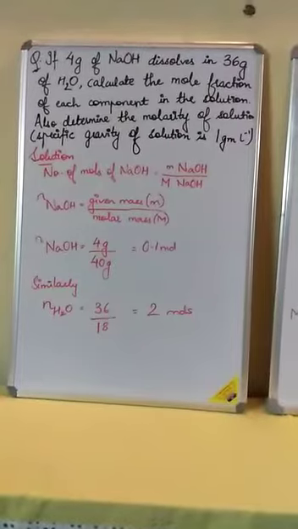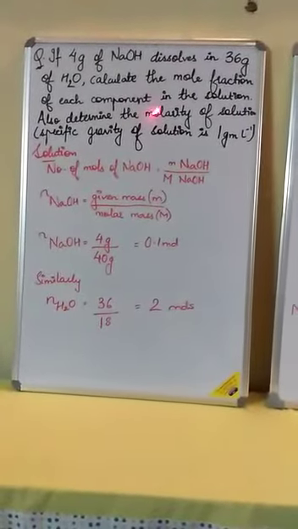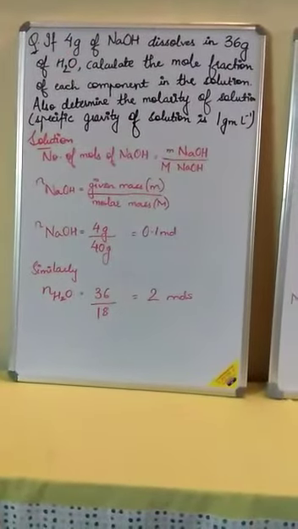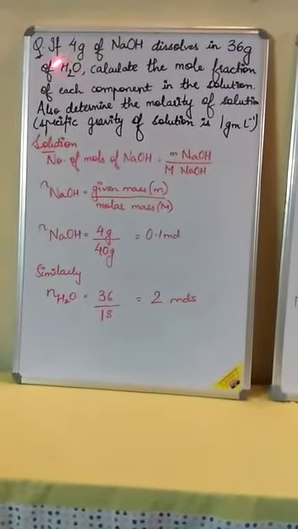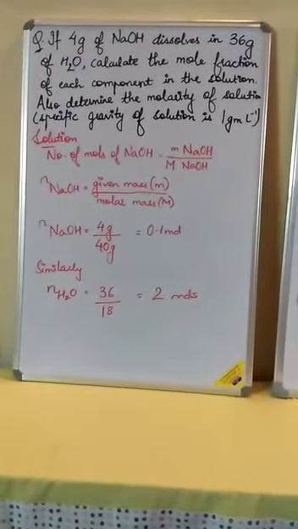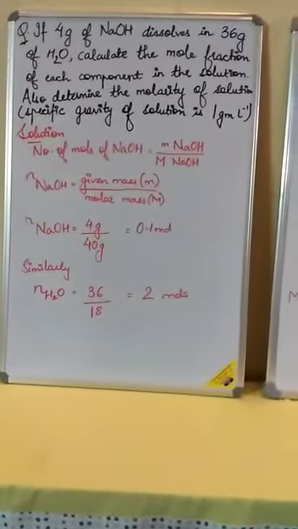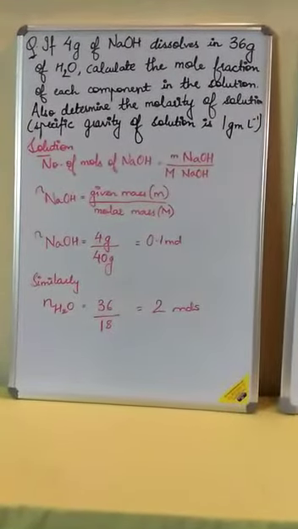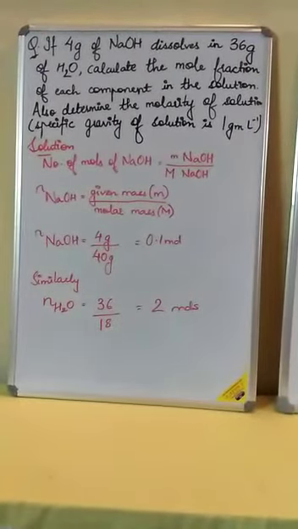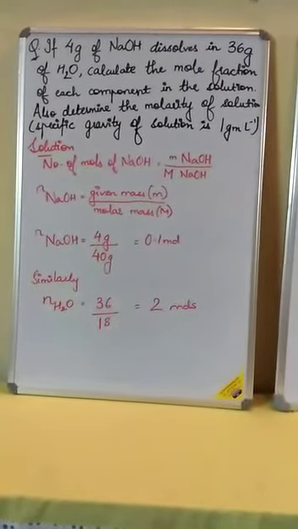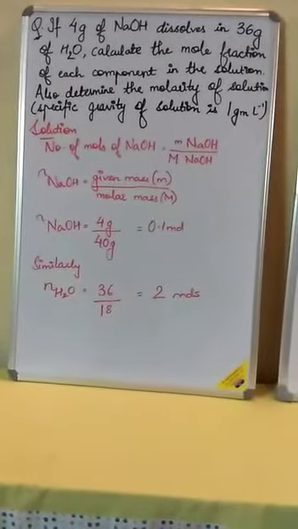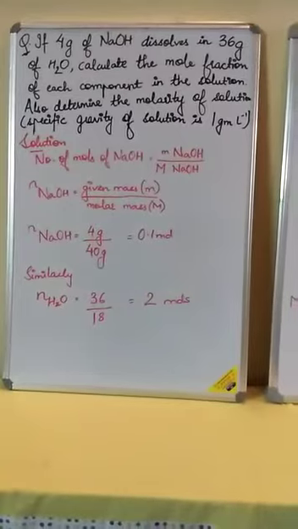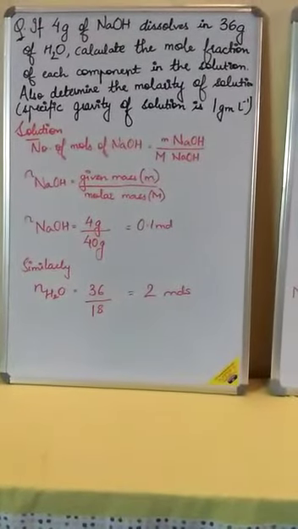the solution. See, here mass of sodium hydroxide is given 4 gram, which is solute. Mass of water is given 36 gram, which is a solvent, isn't it? So if you know mass and molar mass of solute, mass and molar mass of solvent, you can easily calculate their number of moles separately. And if you are calculating their number of moles separately, then easily you can calculate their mole fraction also.